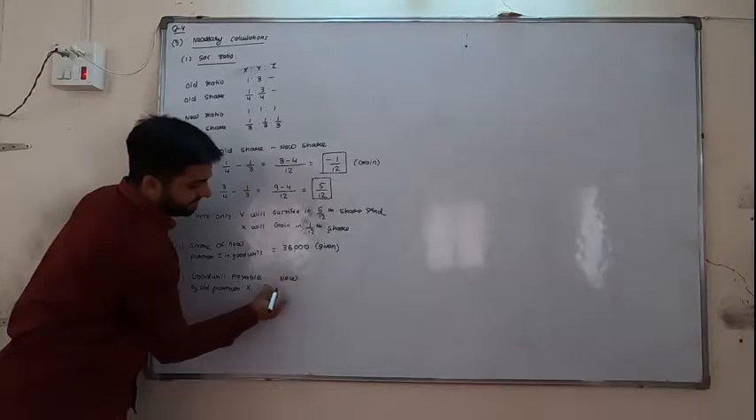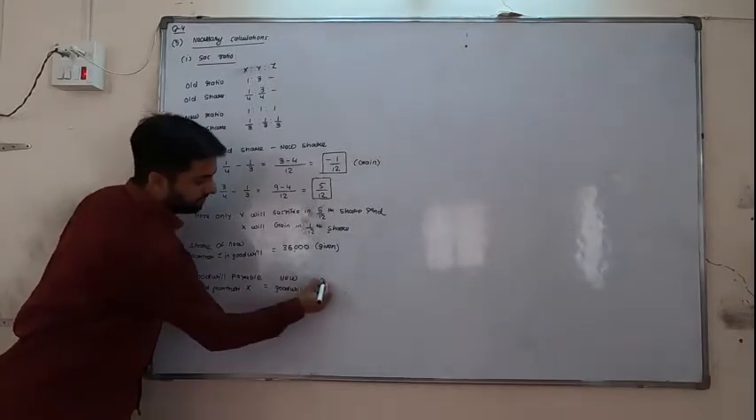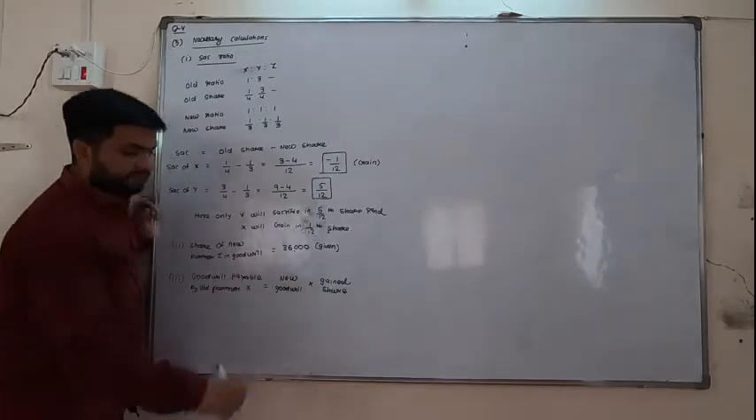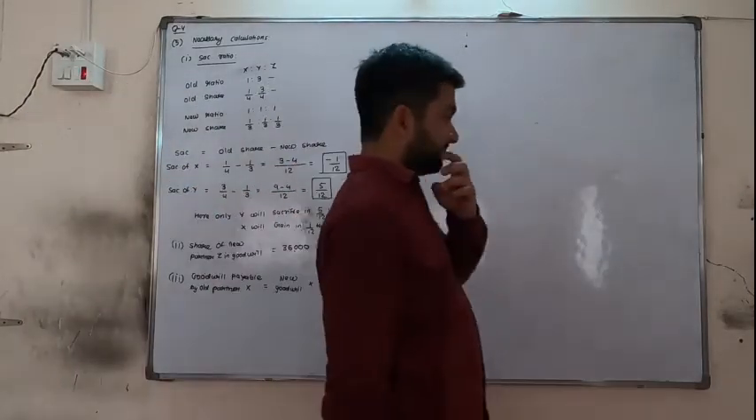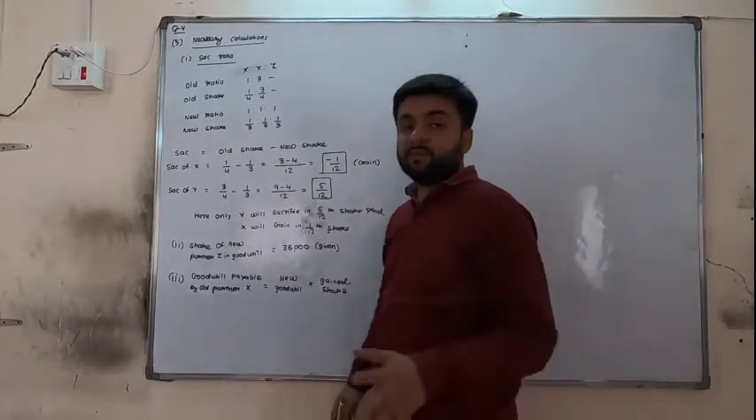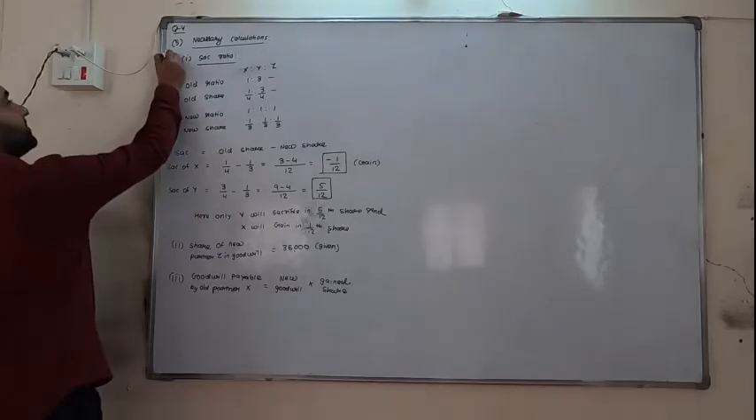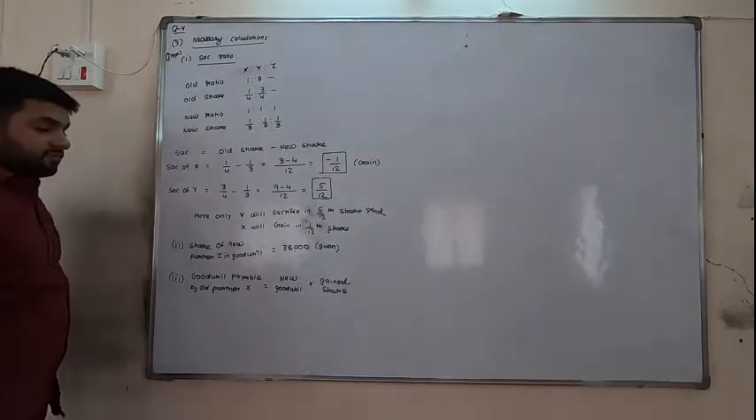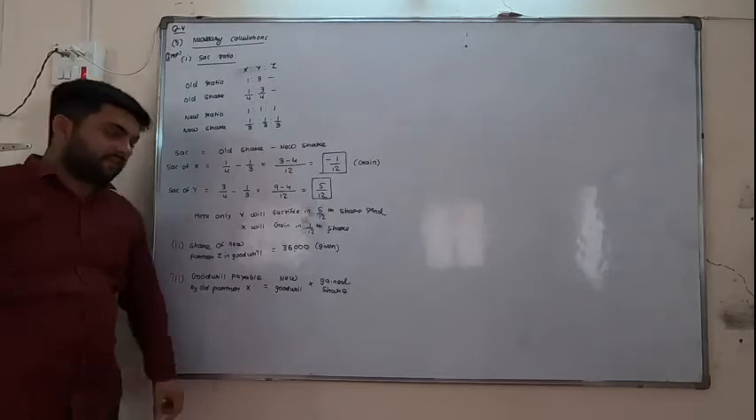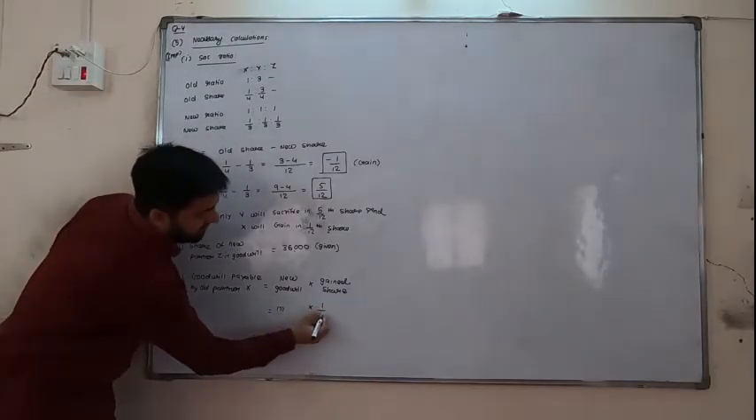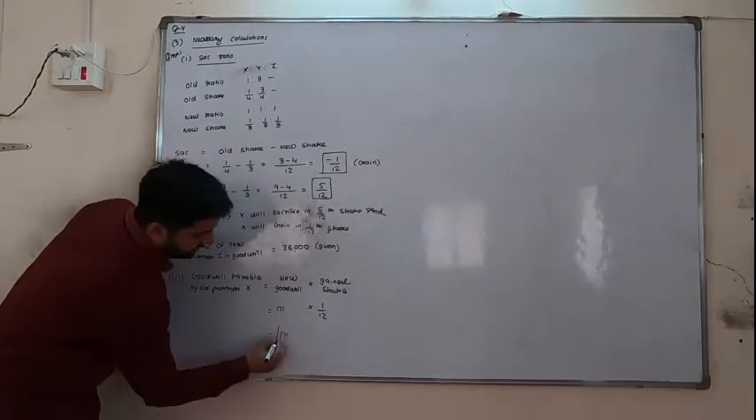Now its formula is new goodwill into gained share. Okay friends, in the sum new goodwill is not given. Now what to do? This sum is a little bit important. New goodwill is not given, then how can we calculate this? So here make a question mark, and here write 1/12, and here also write a question mark in the answer.